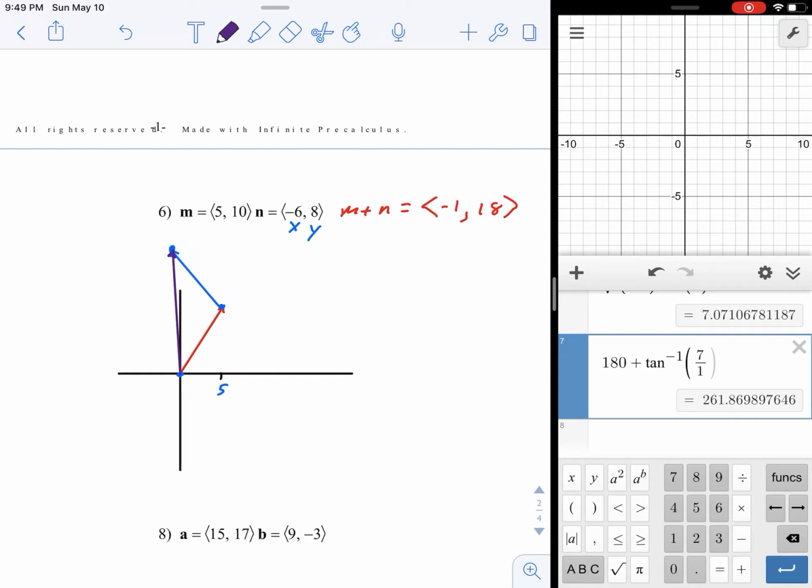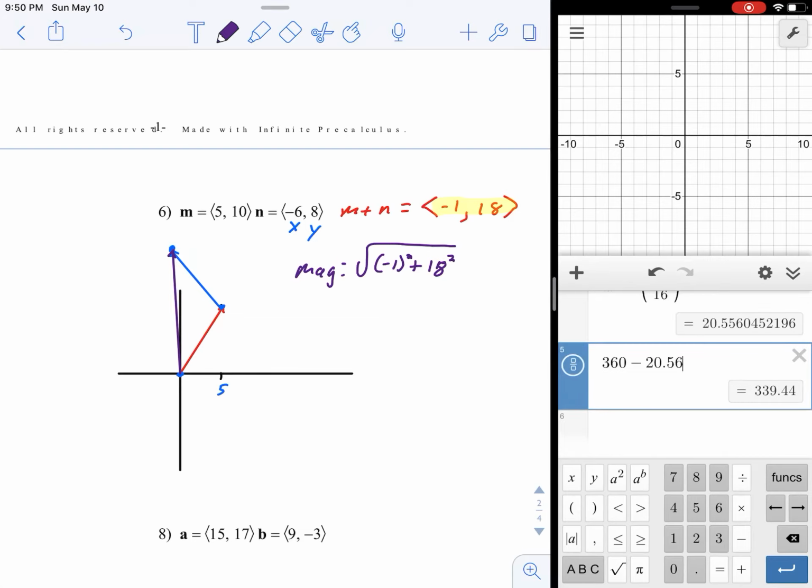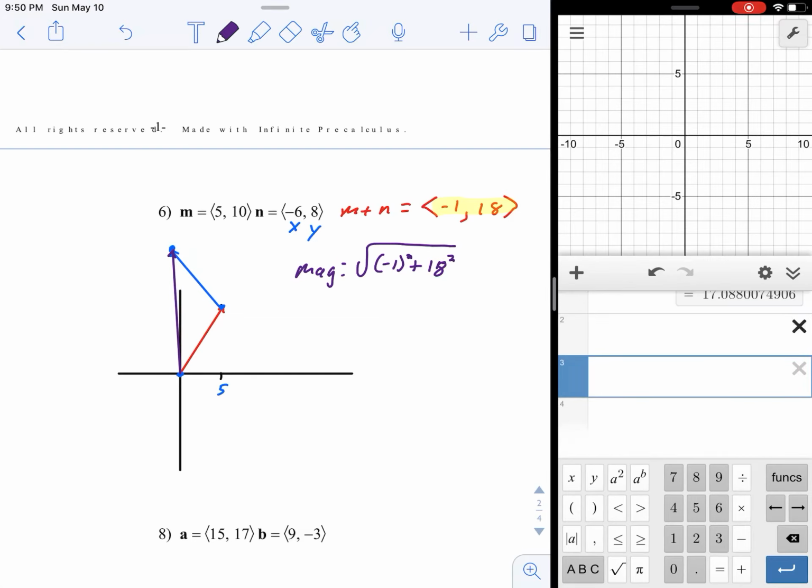And then, I mean, look, the coordinates of the final vector should be negative 1, 18, and this does look like it's left 1, up 18, so, you know, kind of makes sense that it would be there, not the way I had it first drawn. Okay, so there's that. Now let's do the magnitude. The magnitude is the square root of negative 1 squared plus 18 squared.